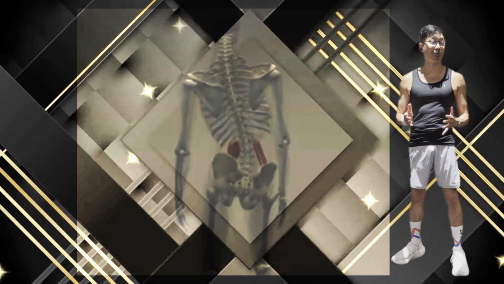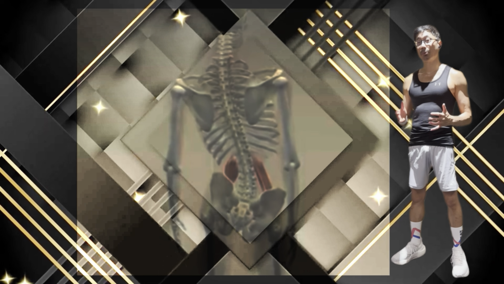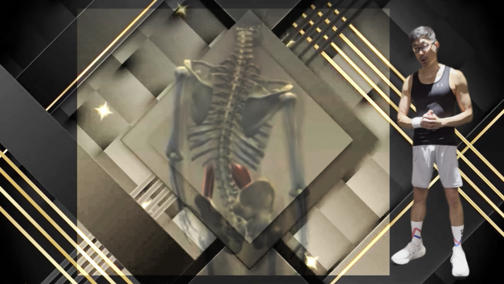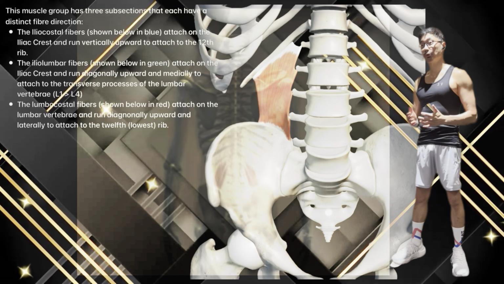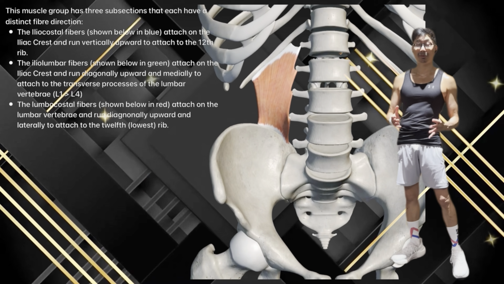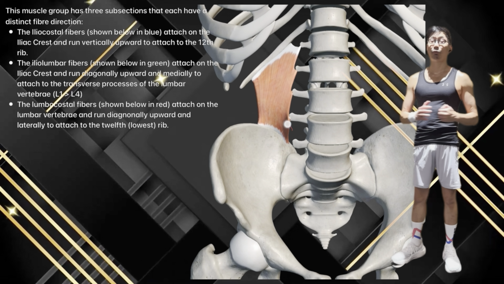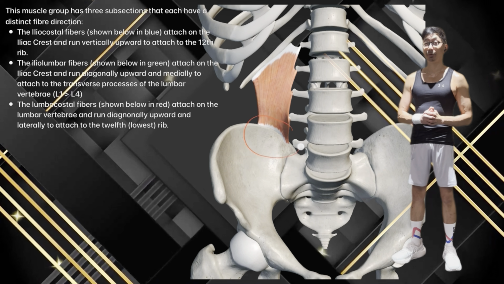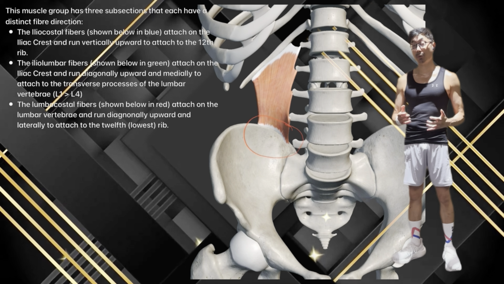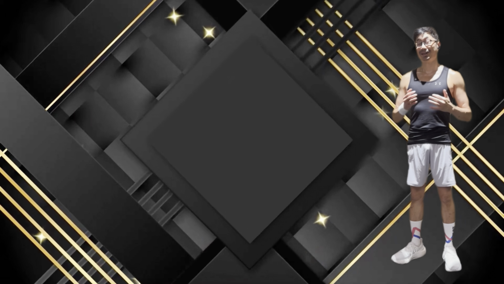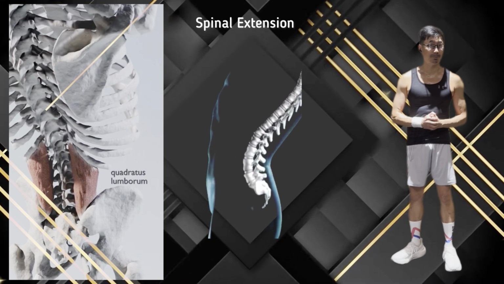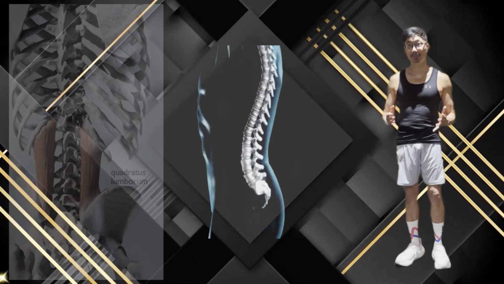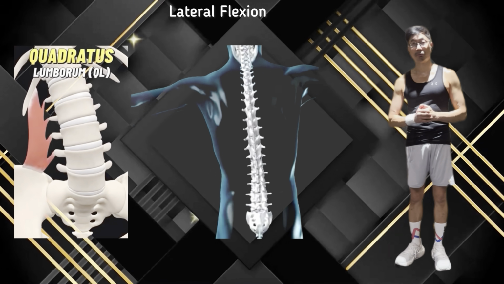And in order to make sense of the corrective exercises for your QL, it is important to get a good understanding of the functional anatomy of this muscle. So anatomically, the QL originates from the iliac crest of our pelvis and inserts onto the transverse processes of L1 to L5 and the lower part of the 12th rib. When your QL contracts on both sides, it causes spinal extension. When it contracts on one side, it causes lateral flexion of the trunk.